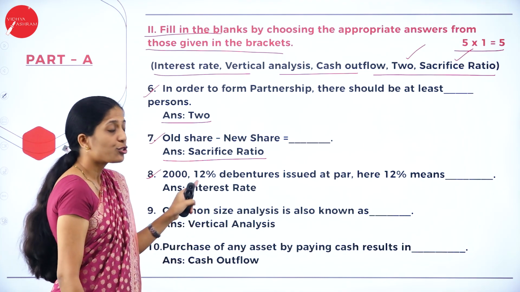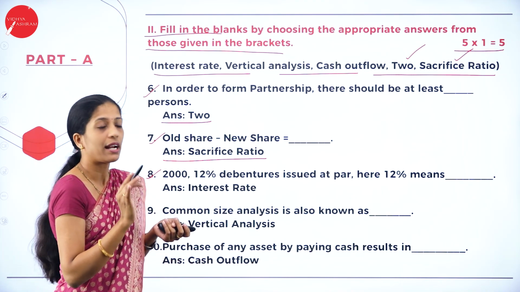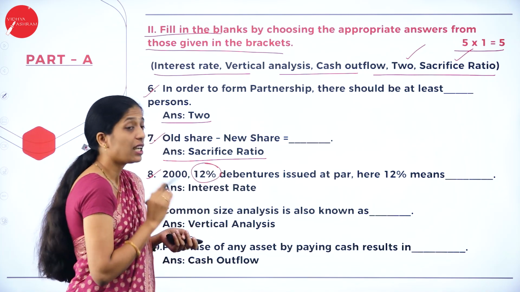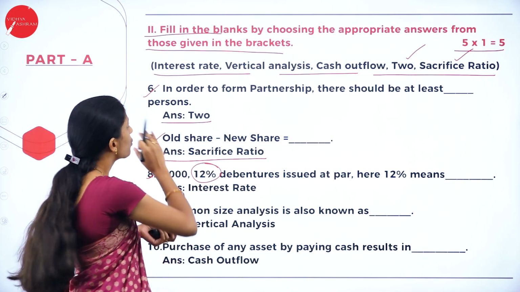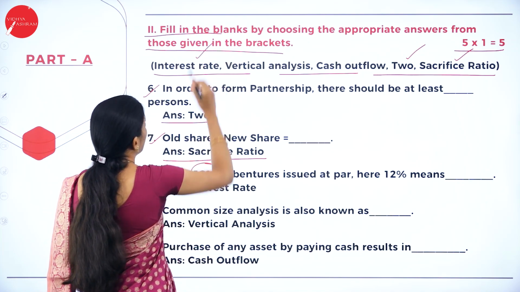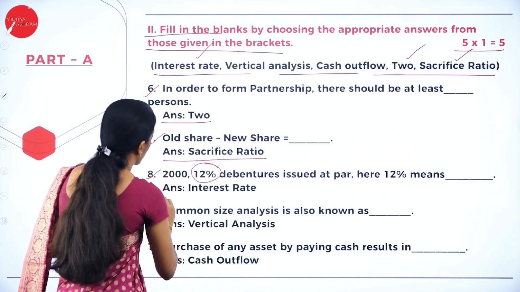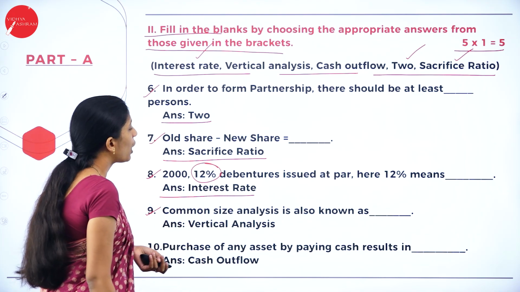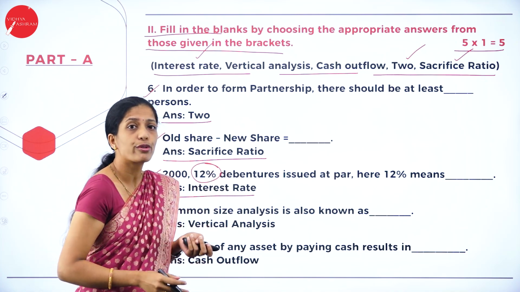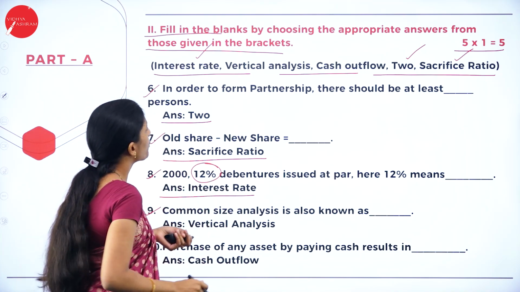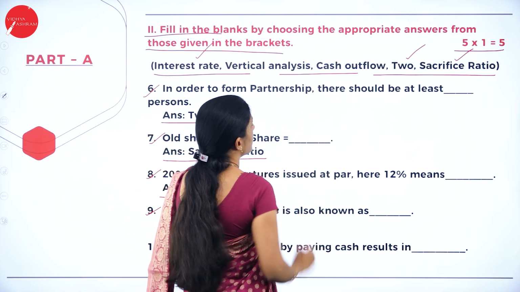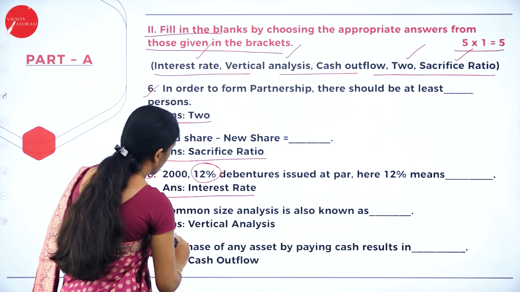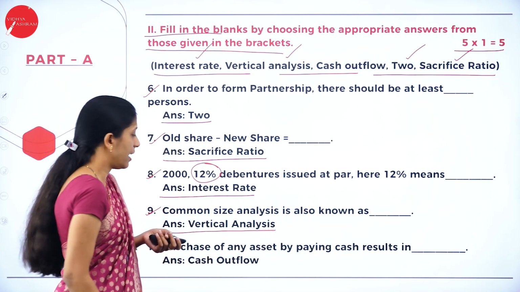Next, eighth question. 2000, 12% debentures issued at par. Here 12%. So, they have given 12% debenture. Here 12% means what? So, see the options there. So, it means interest rate. Correct? So, your answer is interest rate. Next, ninth question. Common size analysis is also known as. So, see the options. Your options are vertical analysis, cash outflow. So, what is your answer? Vertical analysis. So, your answer is vertical analysis.